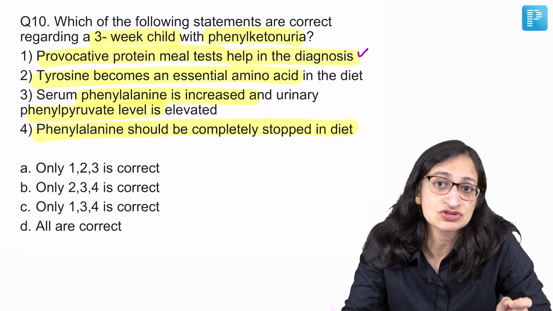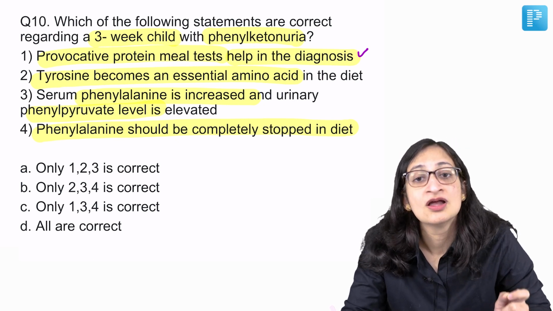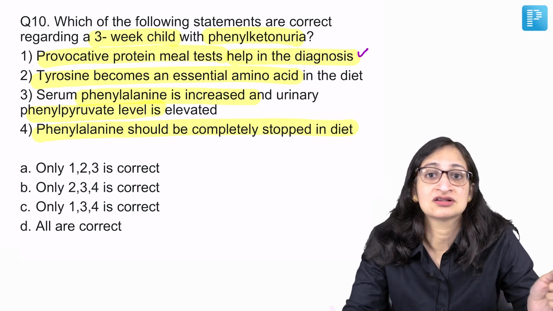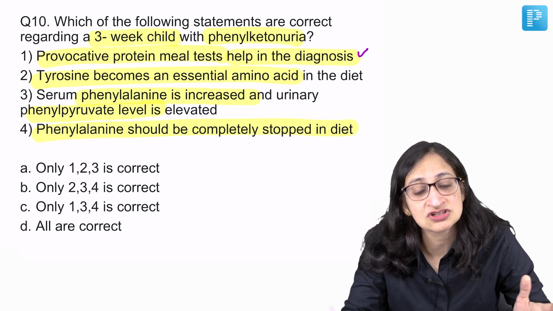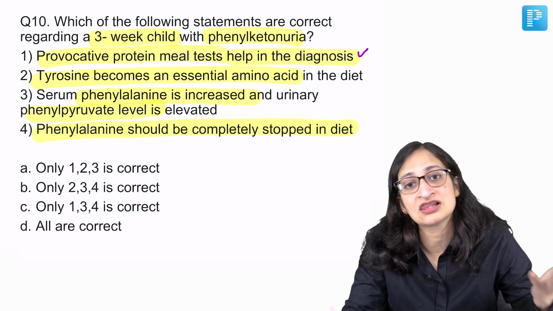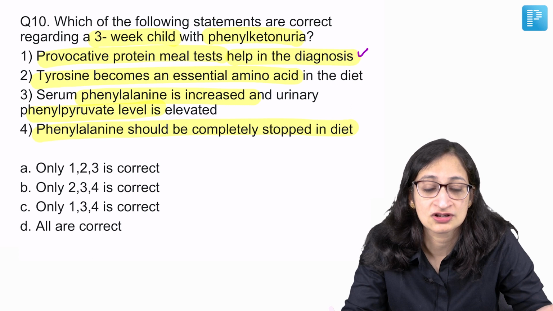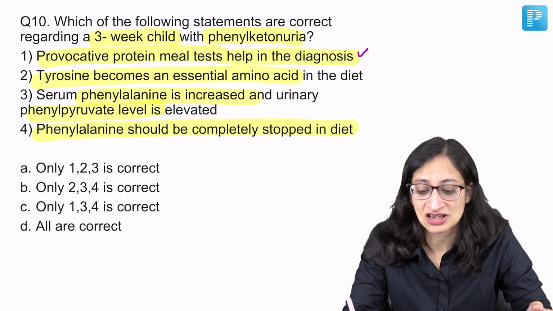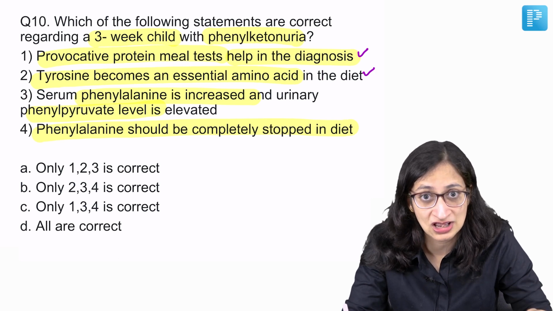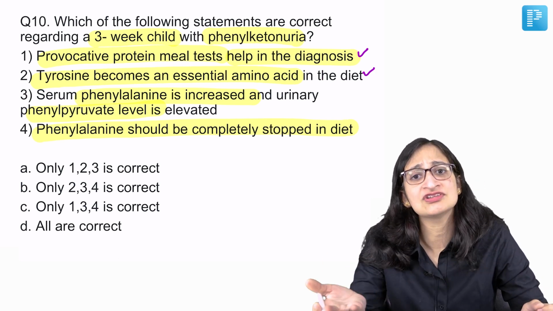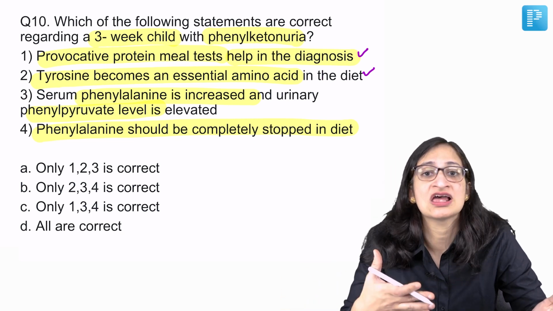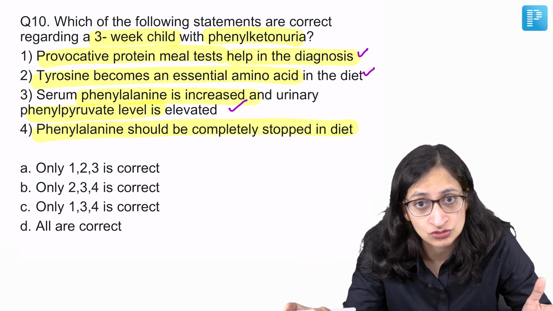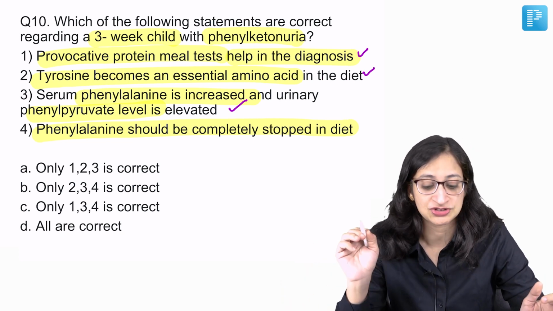Normally tyrosine is not an essential amino acid in our body because it can be synthesized in our body from phenylalanine. But in phenylalanine hydroxylase deficiency, this conversion of phenylalanine to tyrosine will not be able to occur. Dr. Smily will be telling you in more detail about this. But yes, tyrosine will become an essential amino acid in the diet in this case. And serum phenylalanine level of course will increase because phenylalanine metabolism is not taking place, and urinary phenylpyruvate level will also increase.